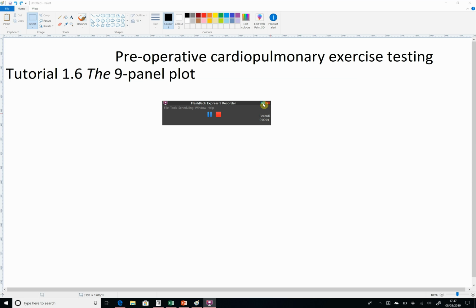Again, my name's John Carlisle. This is tutorial 1.6 in a sequence of tutorials about preoperative cardiopulmonary exercise testing. And as you can see from the subtitle, I'll be talking about the 9-panel plot. I have italicized the "the" because there isn't a single 9-panel plot.